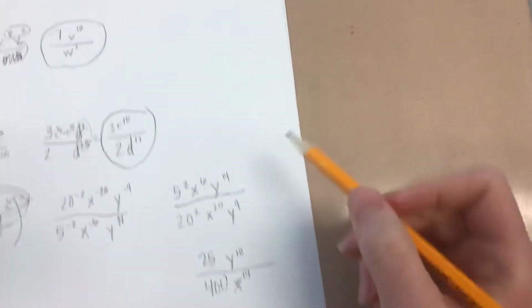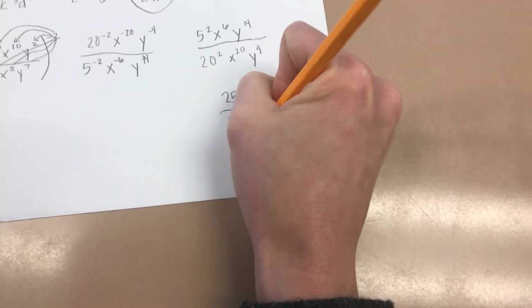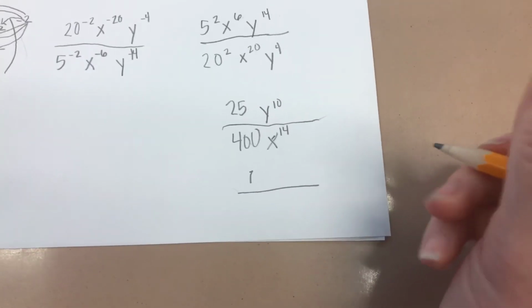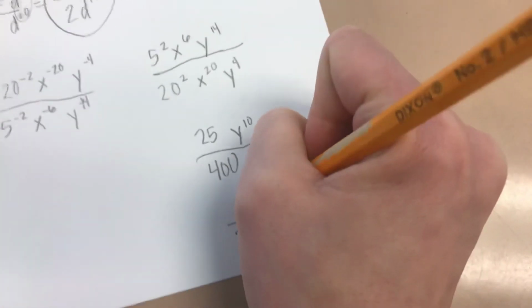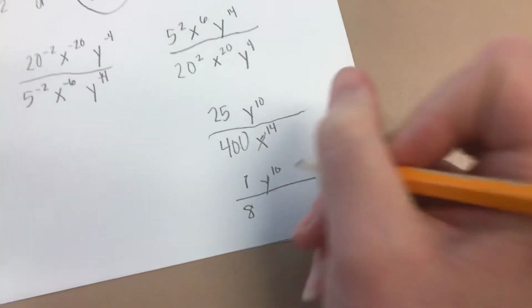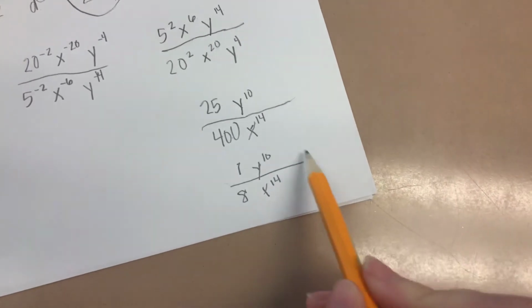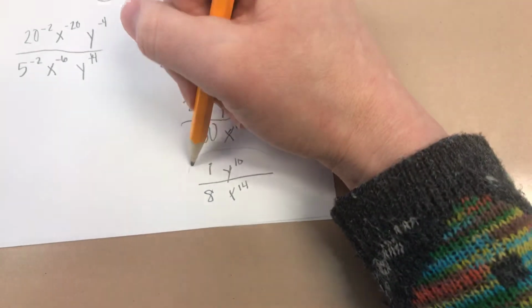We're almost finished with that one. We just have to simplify this. 25 goes into 25 once, so I get a 1. And I'm losing my paper, guys. 1 over, sorry, I had to hold the paper. 1 over 8, y to the 10th, x to the 14th. So your final answer looks like this. Sorry, my handwriting's gotten terrible because I'm on the edge of the paper and I can't hold the paper still.